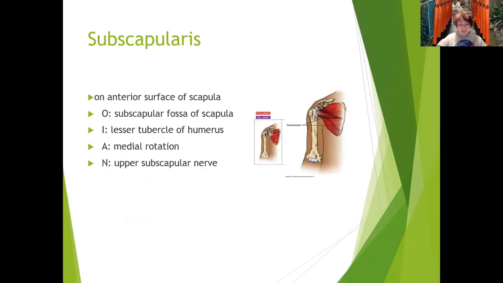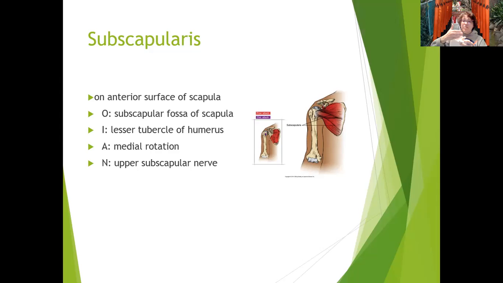The subscapularis is on the anterior surface of the scapula, the subscapular fossa of the scapula. It does medial rotation, and it works in the rotator cuff group for dynamic stabilization. It gets the upper subscapular nerve. So subscapularis and the subscapular fossa gets the subscapular nerve. That should be easy, I hope. There are just so many of them, but yeah, there you go. So it also does medial rotation. It's the anterior part of the rotator cuff.